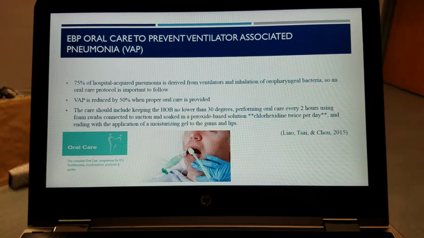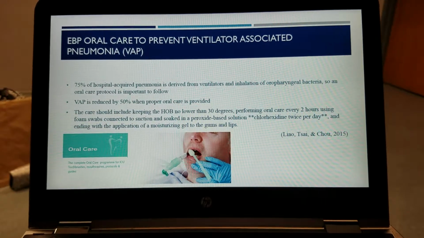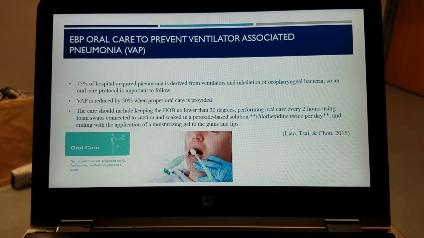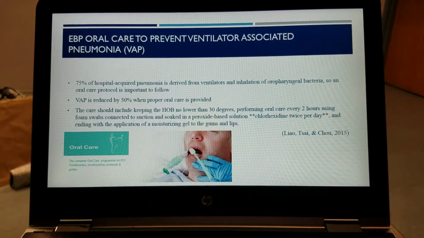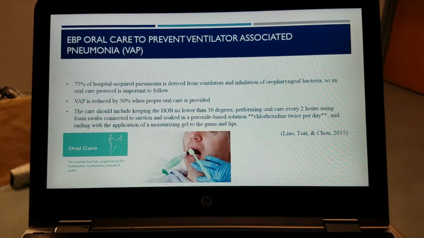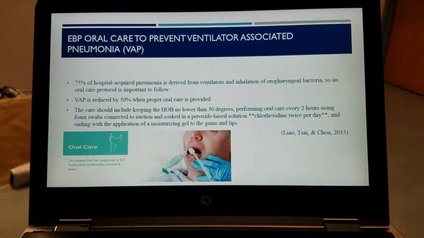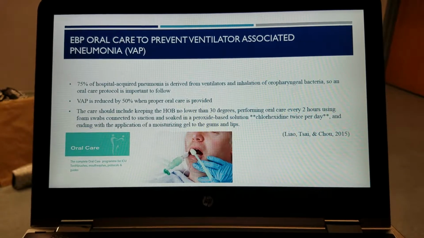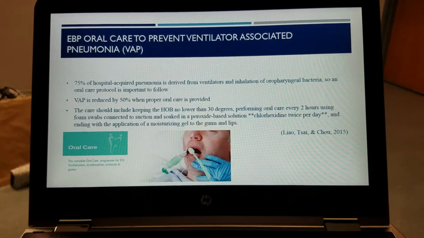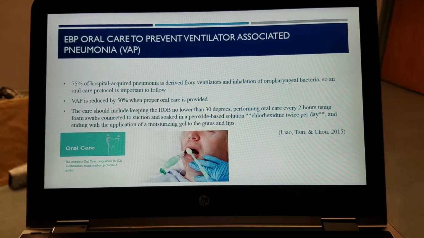The care should include keeping the head of bed no lower than 30 degrees, performing oral care every 2 hours using foam swabs connected to suction and soaked in peroxide-based solution, chlorhexidine twice per day, and ending with the application of a moisturizing gel to the gums and lips.